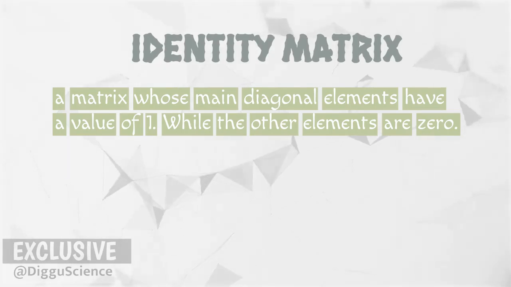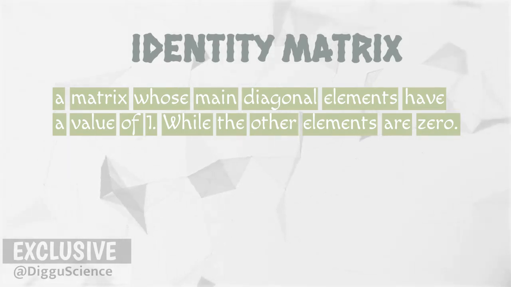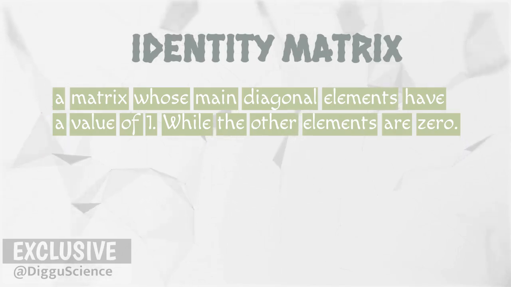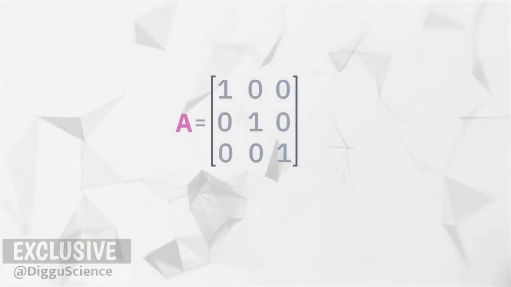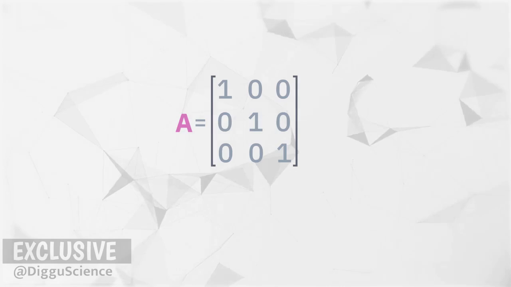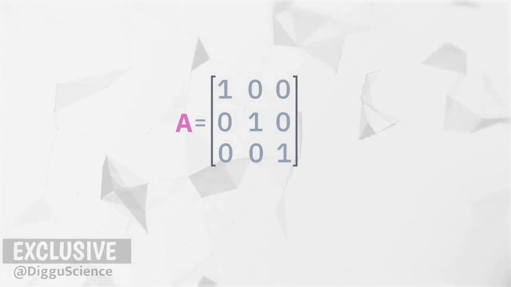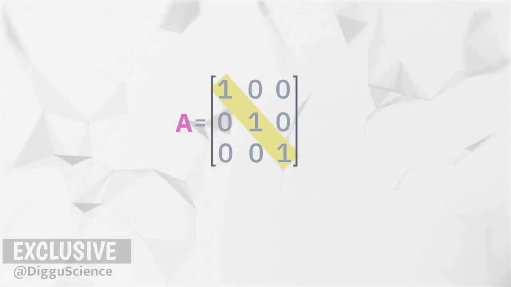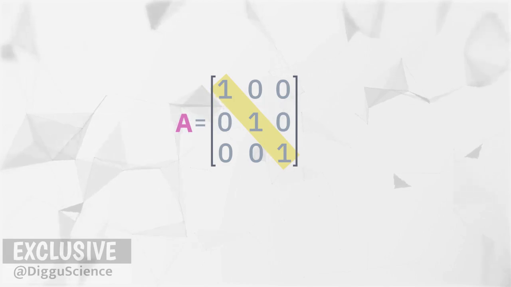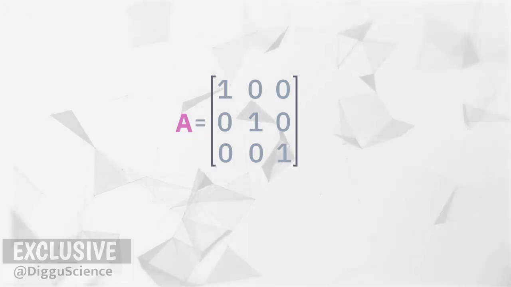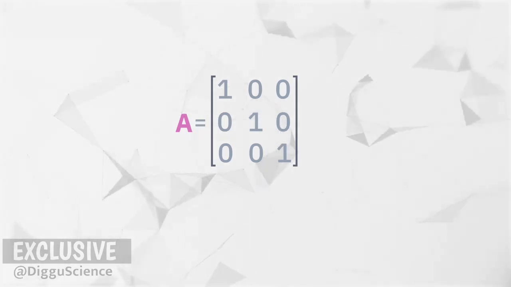An identity matrix is a matrix whose main diagonal elements have a value of 1, while the other elements are 0. For example, matrix A has 9 elements. These 9 elements are arranged in 3 rows and 3 columns to form a square. In this square there is a main diagonal. On this diagonal, all the element values are 1, while the other elements are 0. Thus, matrix A is an identity matrix.